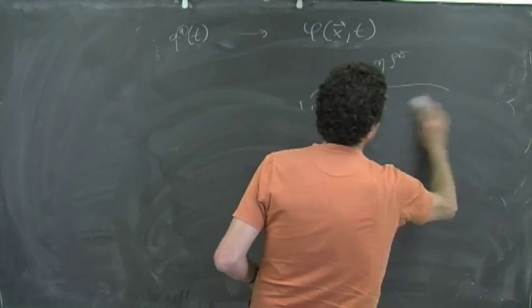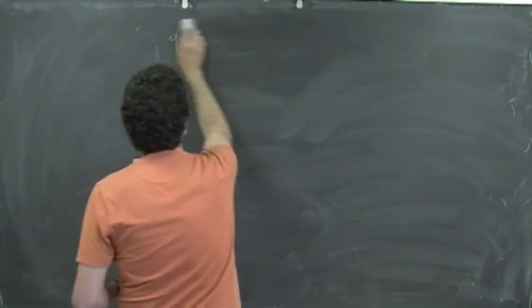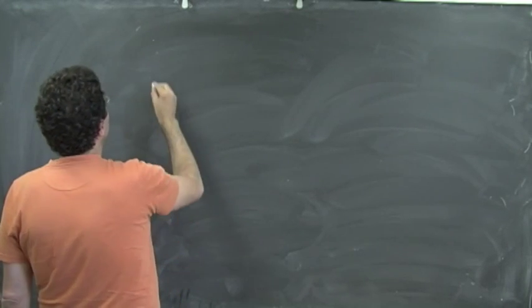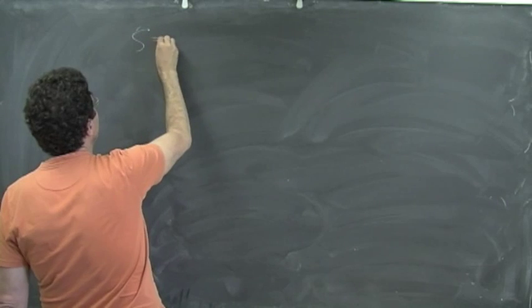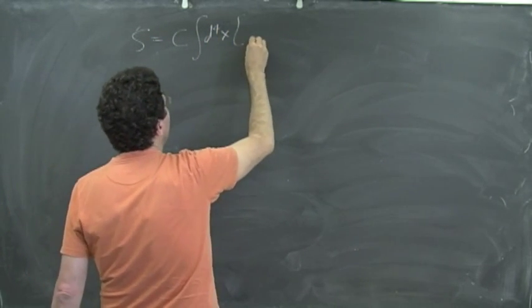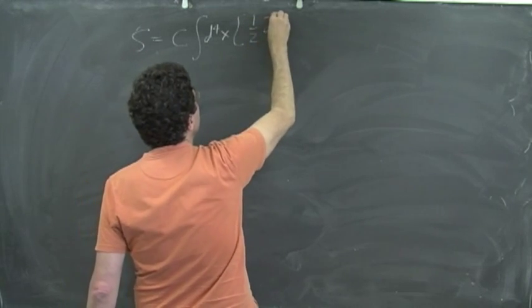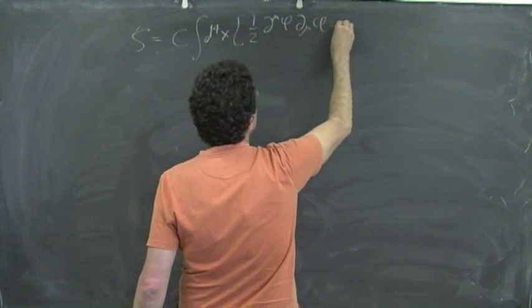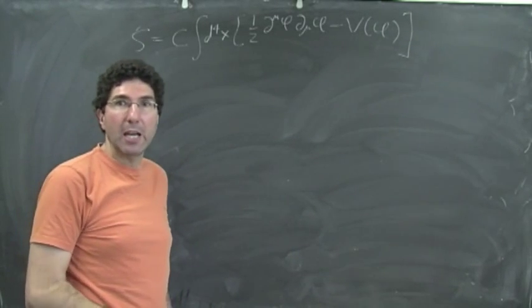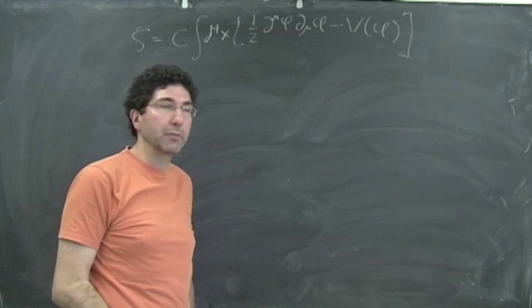So now let's look at the equations of motion. We have our action, let me remind you what it is. It's some constant C, integral d4x, of 1/2 d mu phi d mu phi minus V of phi. That's our action, and now we want to find the equations of motion for this action.